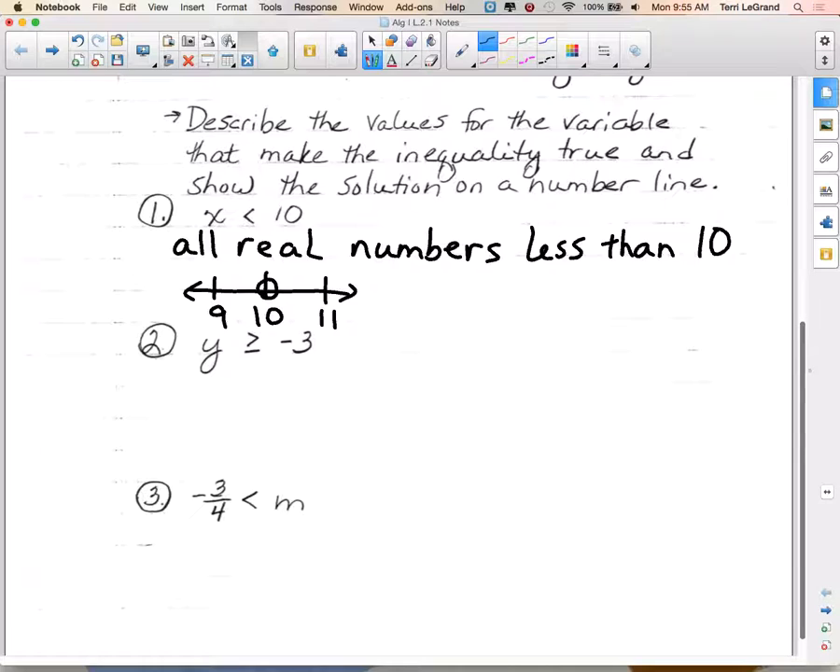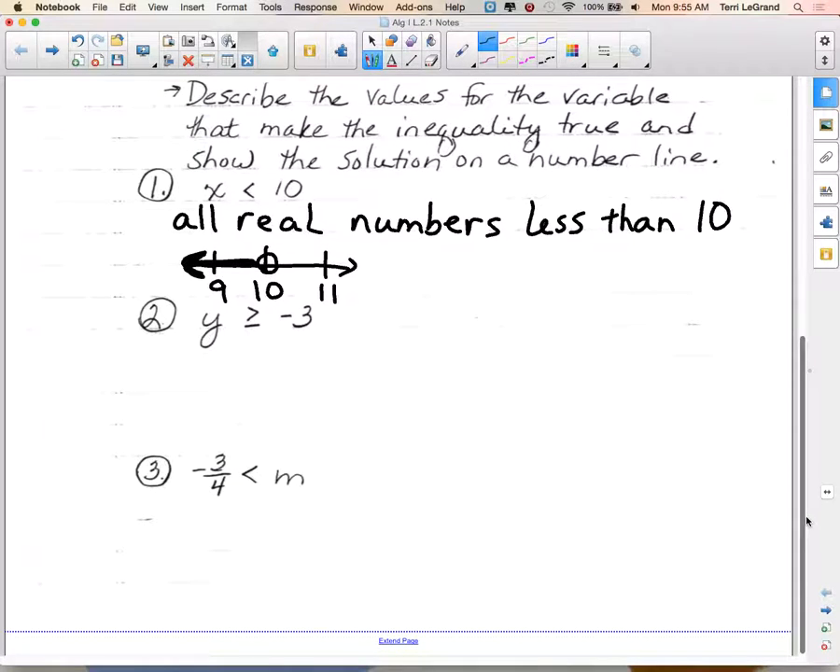And then which way would we shade on the number line to show all real numbers less than 10? Yeah, to the left, we would shade this way. So include the arrow at the end, because that arrow at the end shows it goes on forever and ever into negative territory and beyond. I mean, it just keeps going.